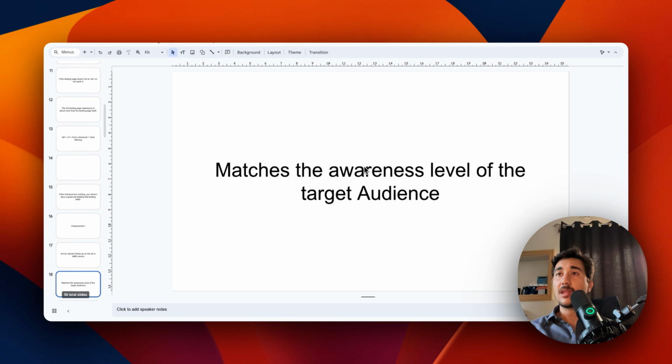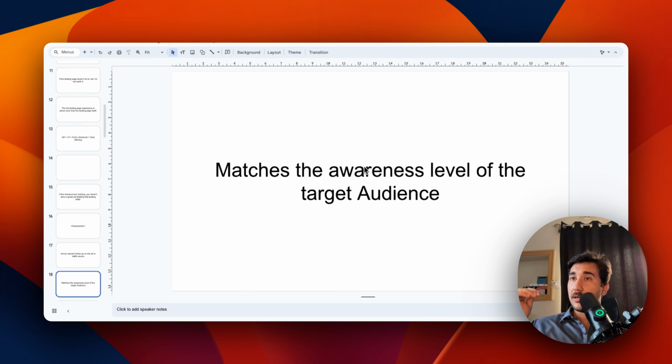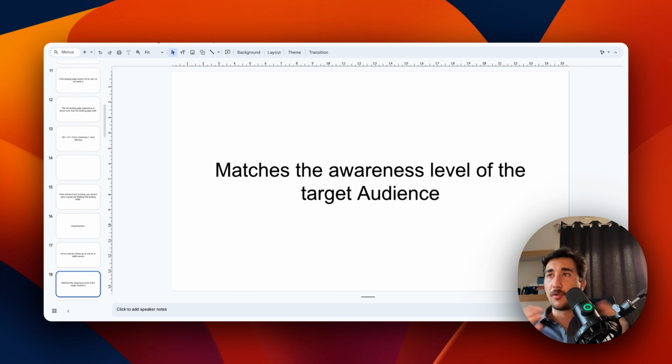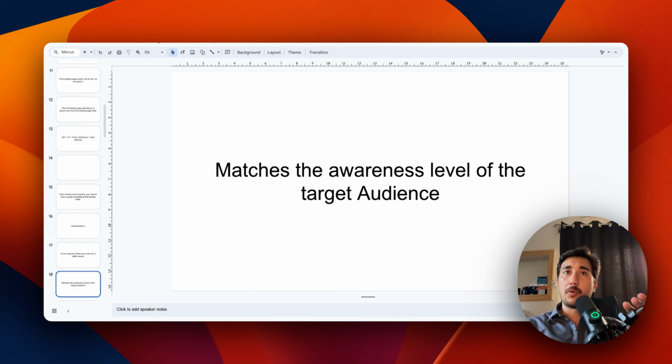Second, match the awareness level of the target audience. I wanted to talk about the awareness level, but maybe that can be another video. There are multiple levels: top of the funnel, middle of the funnel, and bottom of the funnel, depending on how aware they are of the product. The second one is problem aware. The third one is solution aware. The fourth one is product aware. And the fifth one is most aware, which is the warm traffic. So you will have to match those with the ad level.